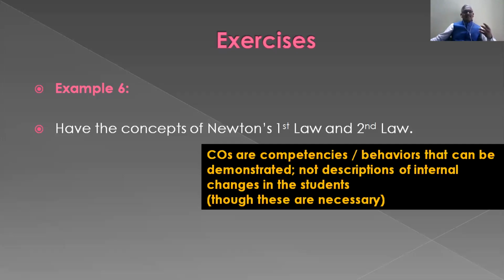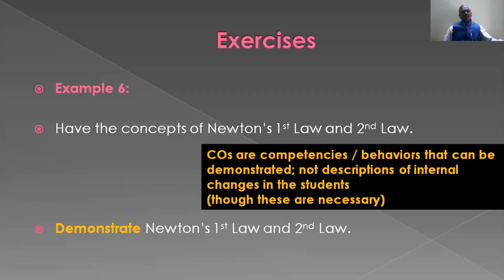So the changes that happen internally within the mind of the student, we cannot measure. We have to measure only what the student can perform. So the right way of writing is: demonstrate Newton's first law and second law. When you ask them to demonstrate Newton's first law and second law, they can at least give some examples and they can demonstrate. You understand? You should not try to have the concepts of Newton's first law and second law.